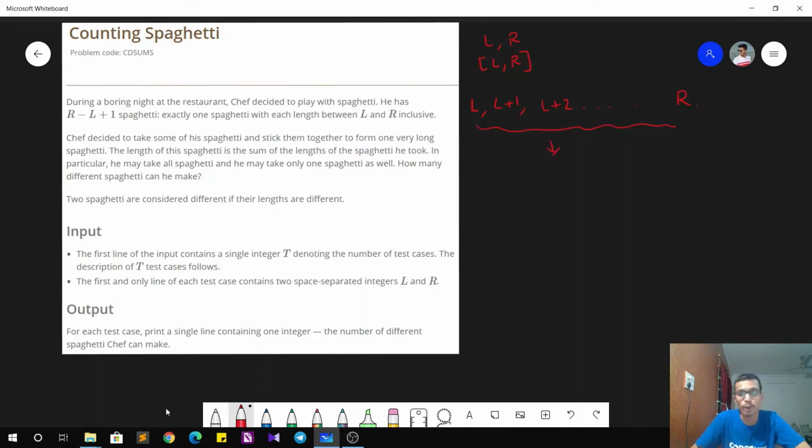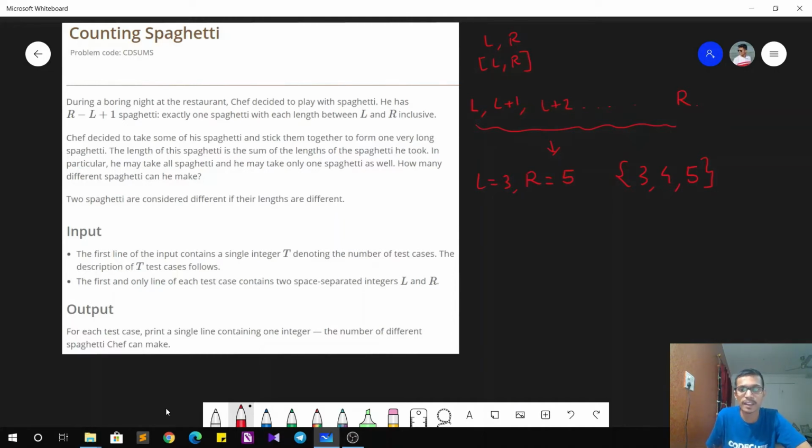Okay, so what do we mean by that? Let's see through a small example. So let's say L is given to us as 3 and R is, let's say, 5. So the elements that we will be having will be 3, 4 and 5, right? So what are the distinct possible sums that we can generate using these three elements?